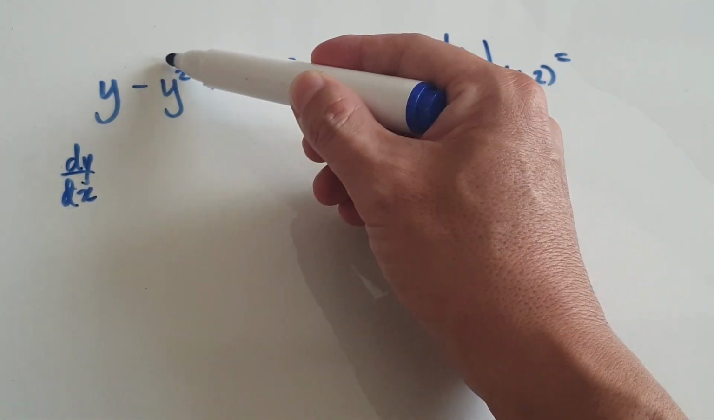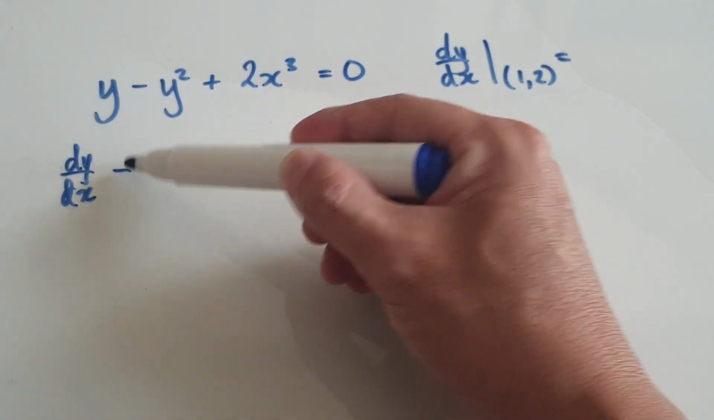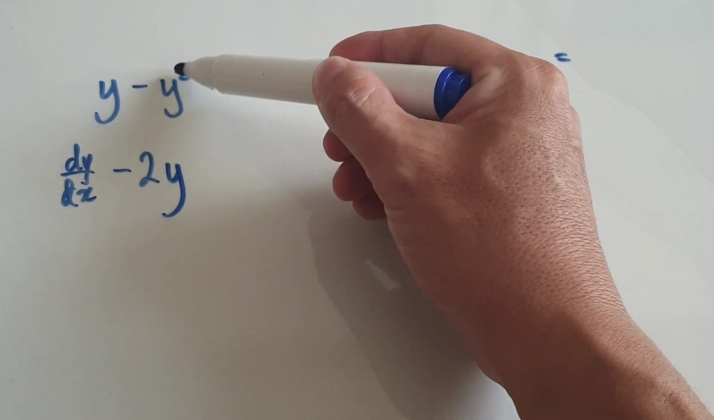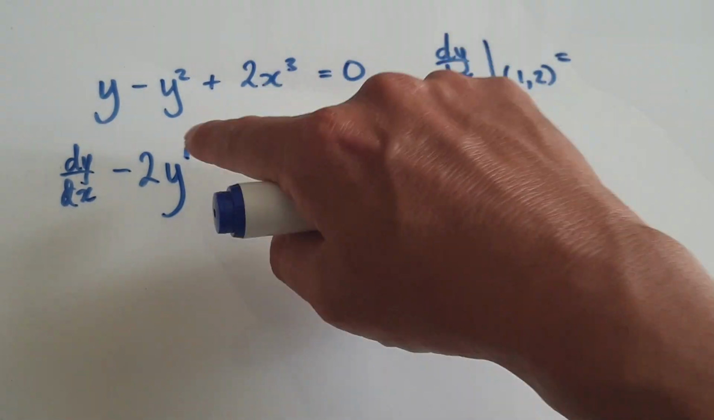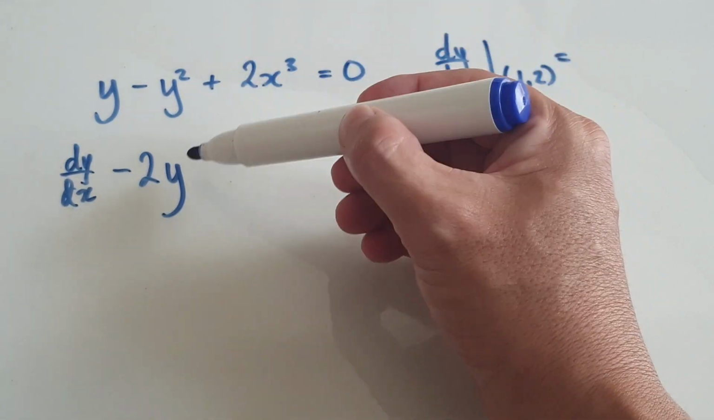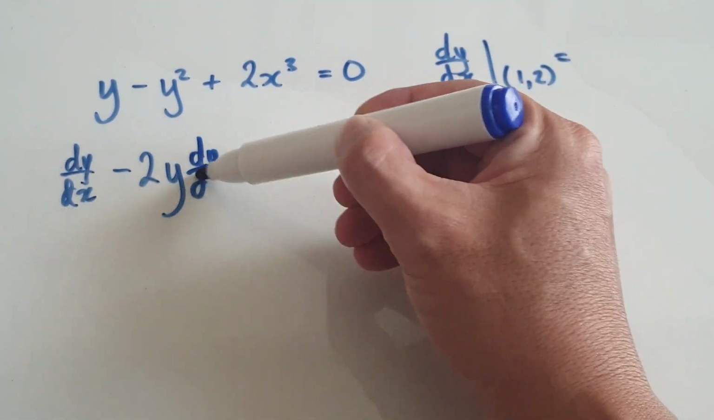So that would be dy by dx. And then differentiate this as normal. So the 2 comes down. The y stays the same. The power gets minus by 1. So that would be that. But then y contains x, so you need to stick dy by dx.